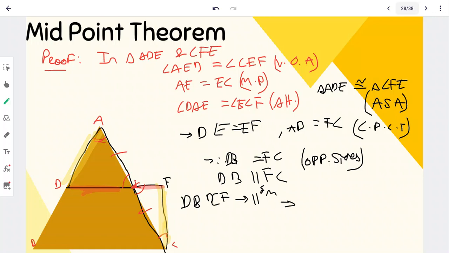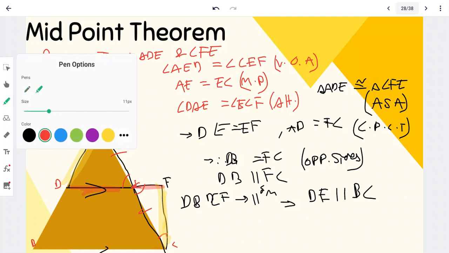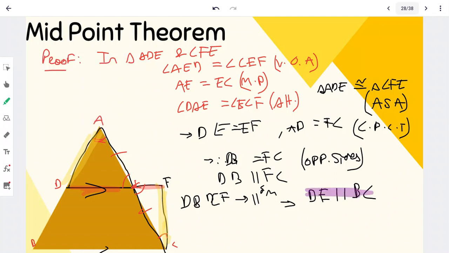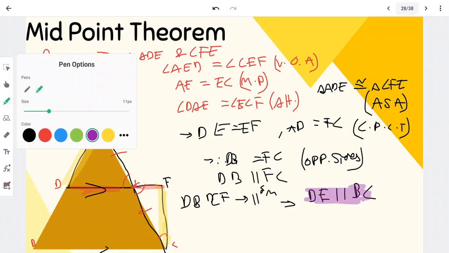So what we can say is that DE will also be parallel to BC, correct. This DE will be parallel to BC. So that was the first thing, right? That was the very first thing we had to find, that these two middle lines will be parallel. So we found that.